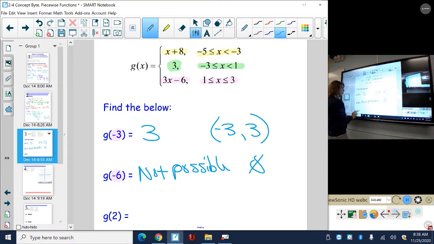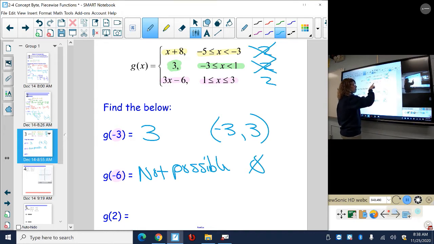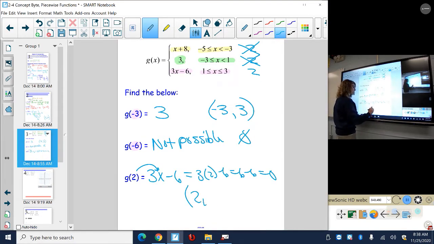For my next value, which is going to be 2, where does 2 fit? Is 2 between -5 and -3? No, it is not. Is 2 between -3 and +1? No, it is not. Is 2 between 1 and 3? Yes, it is. So I'm going to be utilizing 3x minus 6, and I'm simply going to plug in an x, so that's 3 times 2 minus 6, so that's 6 minus 6, which is 0, to give me the ordered pair 2, 0. And that is how you are going to do tonight's homework.